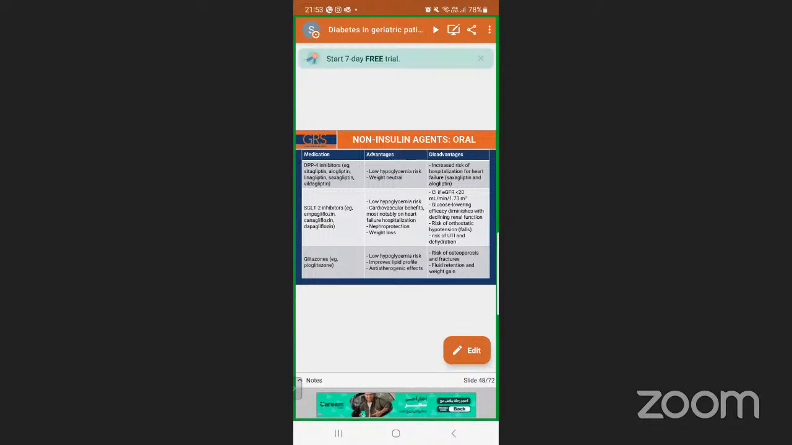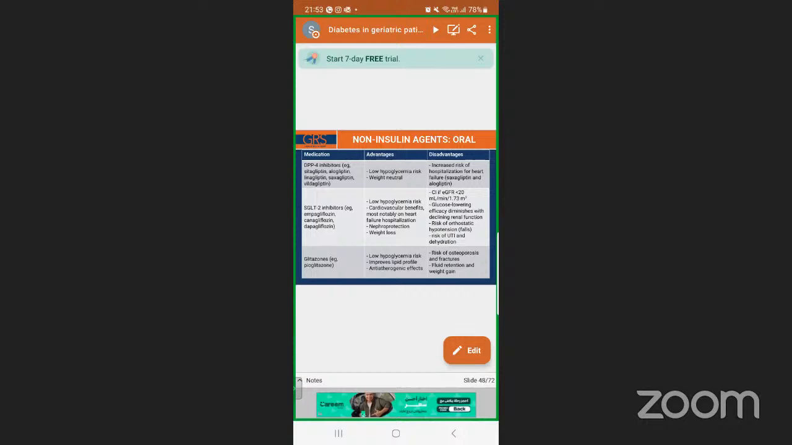DPP-4 inhibitors like sitagliptin, saxagliptin, and vildagliptin carry lower risk of hypoglycemia and are weight neutral, but there is increased risk of hospitalization for heart failure, especially with saxagliptin. They could lead to pancreatitis, skin reactions, and reduced gastric emptying. SGLT2 inhibitors, empagliflozin, canagliflozin, and dapagliflozin, carry lower risk of hypoglycemia and offer cardiovascular benefits, nephroprotection, and weight loss, but are contraindicated in GFR less than 20.